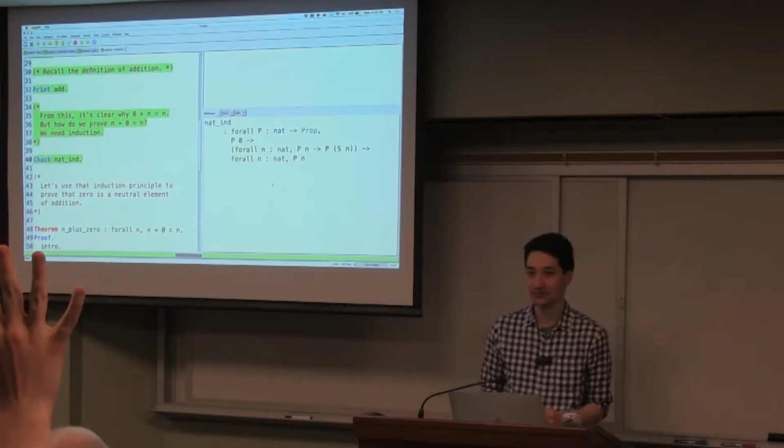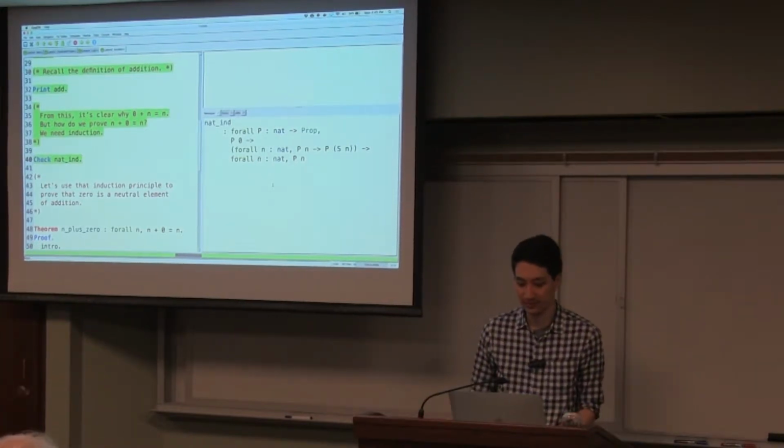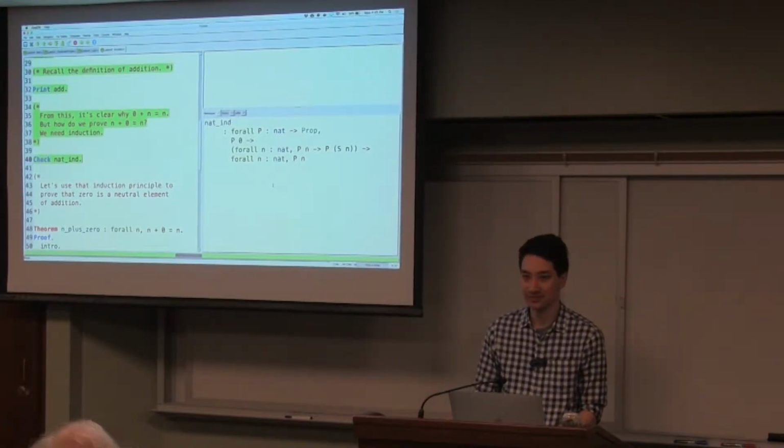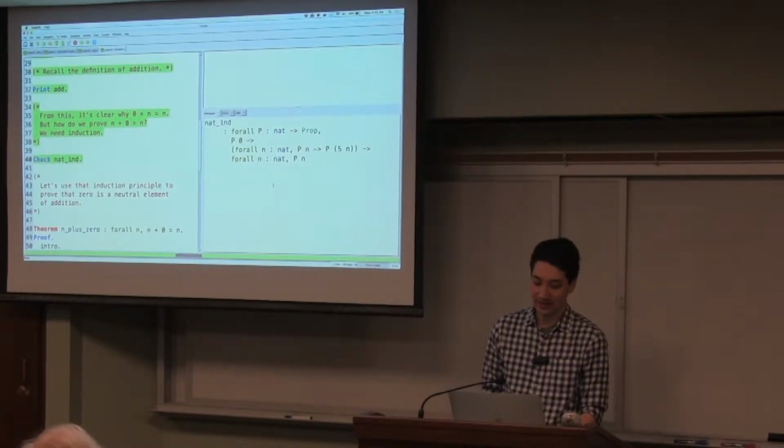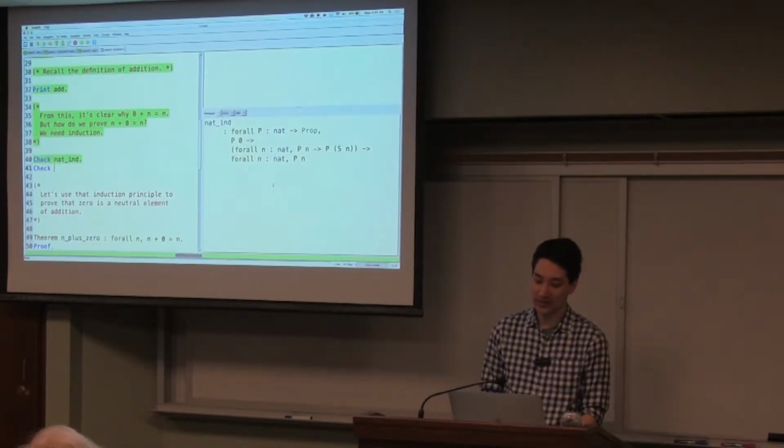And n stands for induction, and there goes the rec, which is a recursion without dependent types, right? Actually, they both have dependent types.